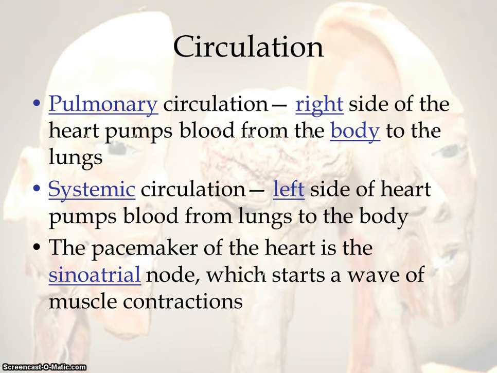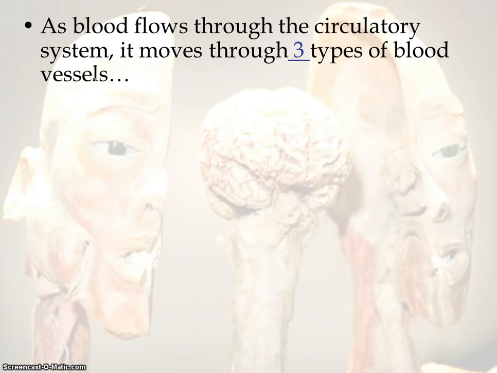This sinoatrial node is kind of like the kickstart. It's the chemical impulse, the little jolt from like a battery that's going to get those muscle contractions working and getting the heart pumping blood in different directions. So the sinoatrial node, once again, hard for me to say, is going to act as that pacemaker, the battery that has the juice that provides that shock or jolt of energy to get those muscle contractions flowing.